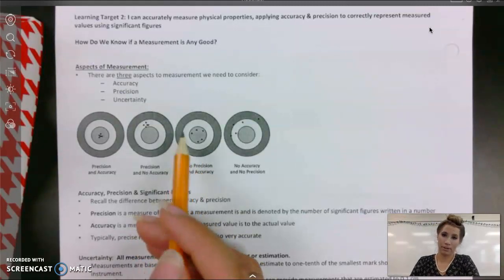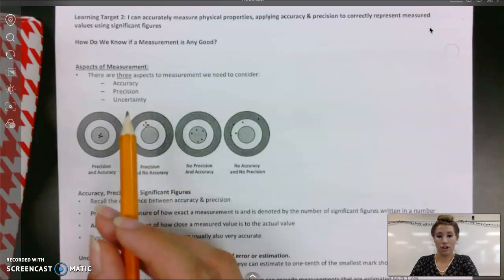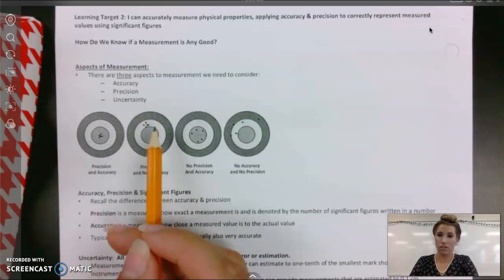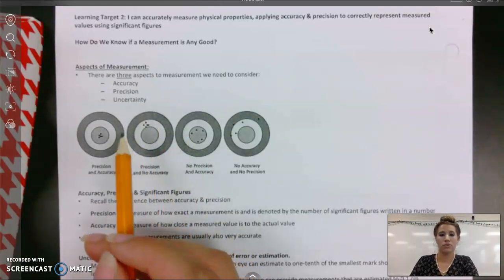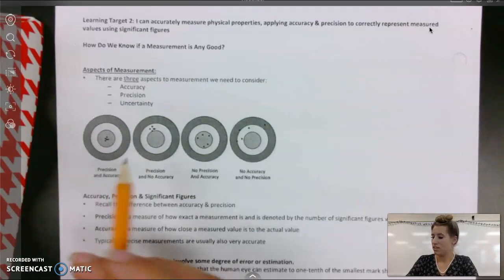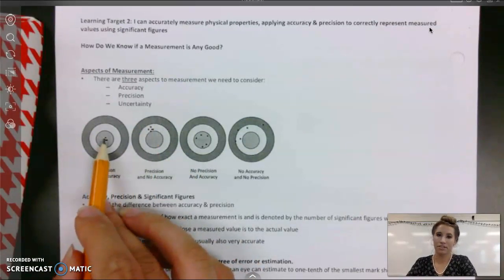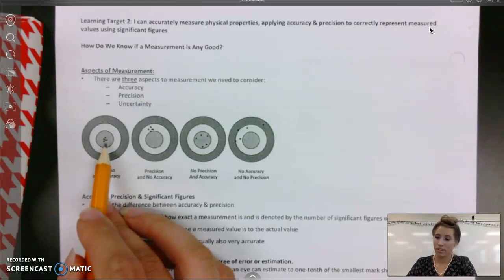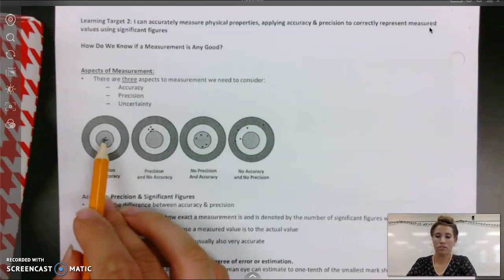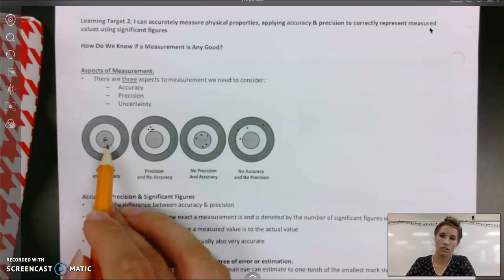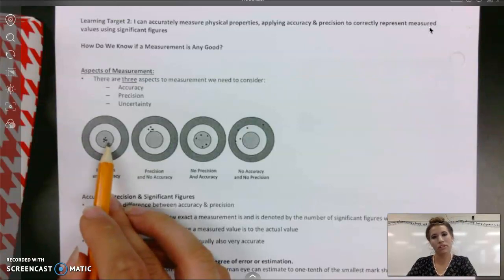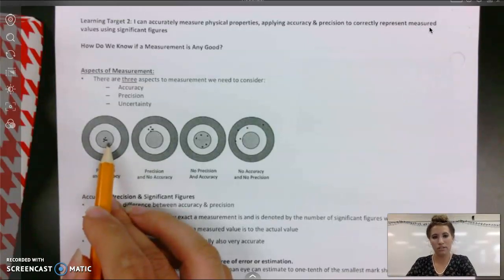Let's look at this example here in our notes. We have dartboards with darts. Now the known value, what we're trying to achieve, is the bullseye. So see how this group of darts, they are right in the center on the bullseye. So I would call that accurate. And then these darts or data points are also really close together, so I'd also say they're precise.